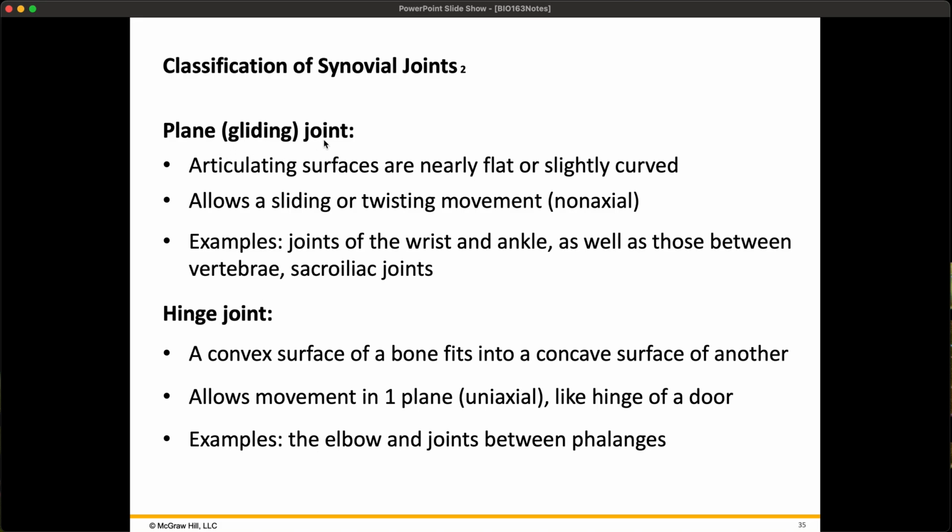Plane joints, gliding joints, these are like the ones in the wrists and the ankles, in between your vertebrae, your SI joints. They allow this sliding, kind of twisting movement, so we actually consider it a non-axial movement. And again, it's kind of this gliding back and forth. Hinge joints, this is like in your elbows and your knees. Uniaxial, only one plane of movement, but still pretty large range of motion when you consider just that flexion and extension at the elbow and the knee.